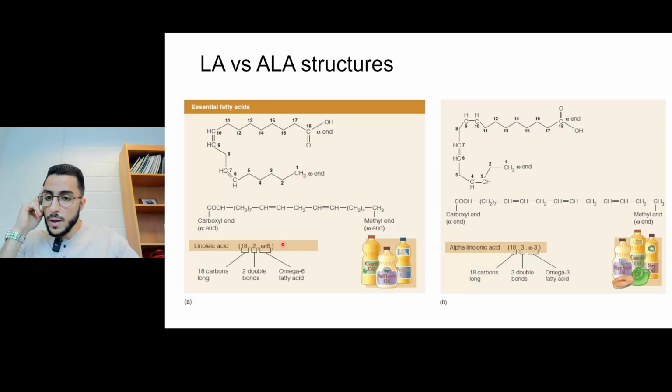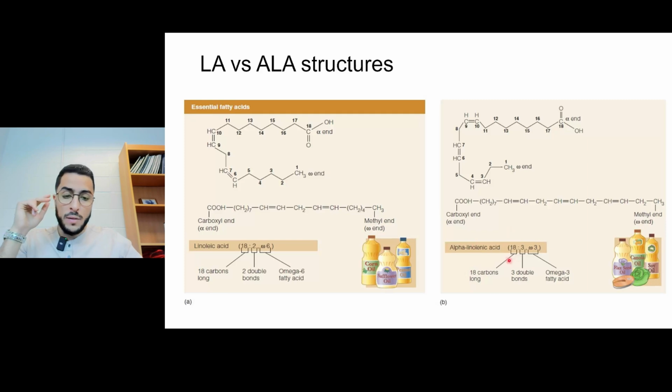And so if we're talking about an 18 carbon molecule, so this is it, you can count the carbons, 2 double bonds, here's one here, and then you have omega-6. Omega-6 means we will count 6 carbons from the omega end, which is the methyl group, until we reach the 6th carbon. This is where the first double bond is.